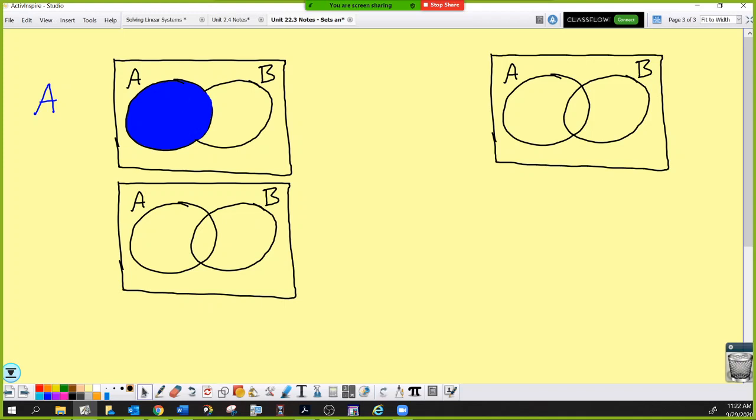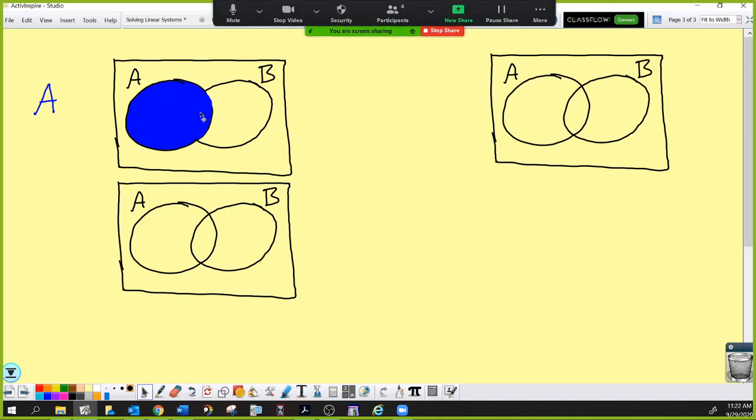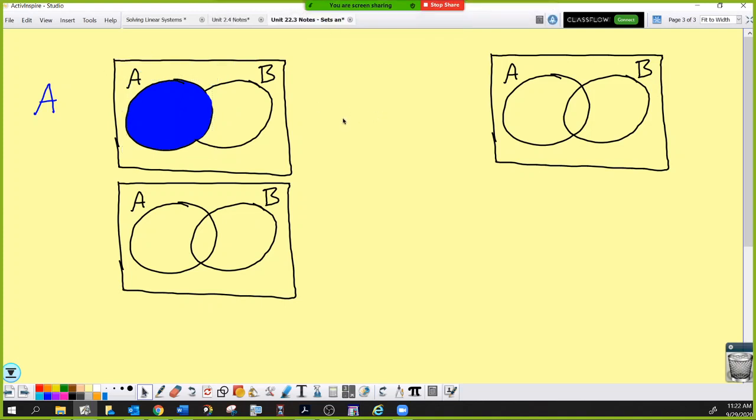Now let's see if I can make that work. I'm going to have to use my mouse. There. Okay, there's only A. Cool?